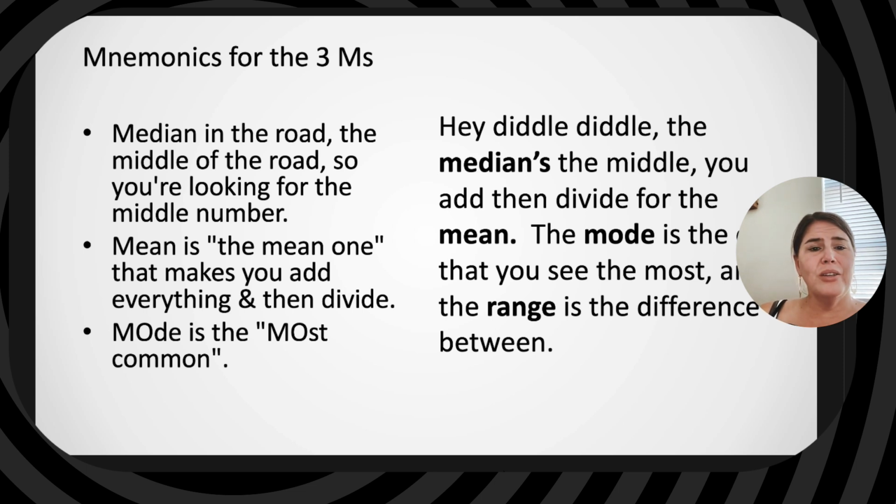Or there's a riddle here that also adds in range. Hey diddle diddle, the median's in the middle. You add then divide for the mean. The mode is the one you see the most, and the range is the difference between. So whatever works for you to remember is perfectly fine.